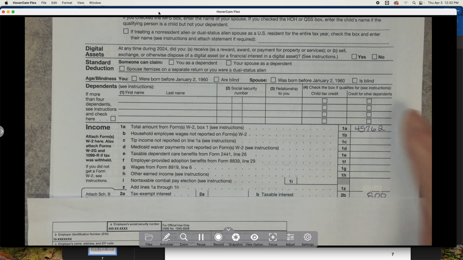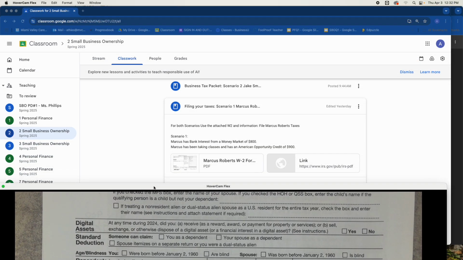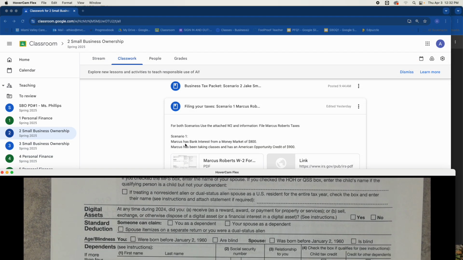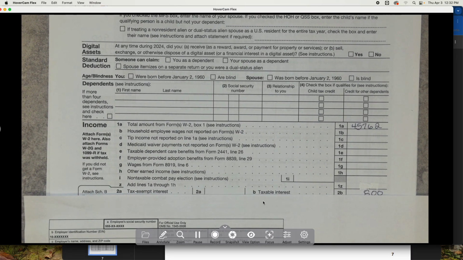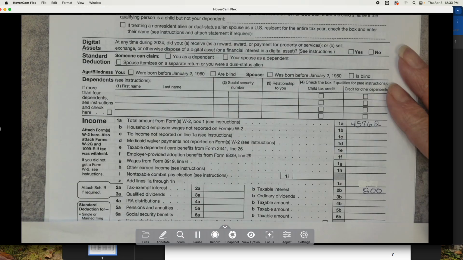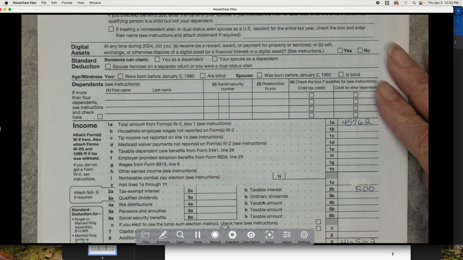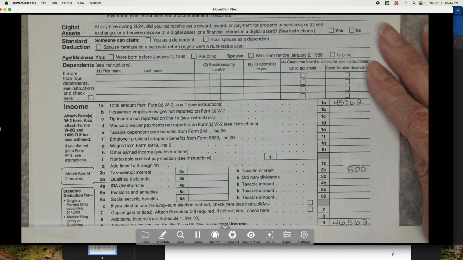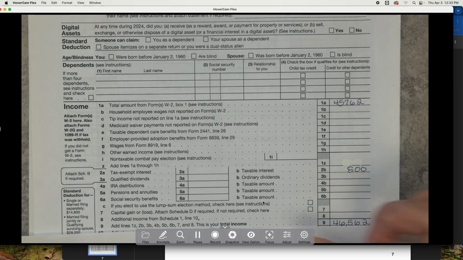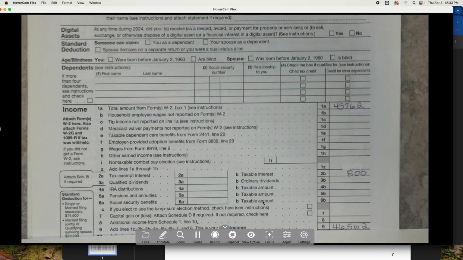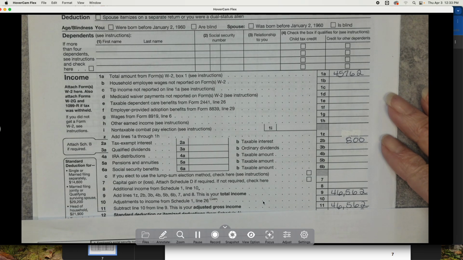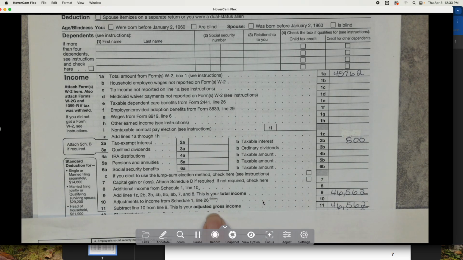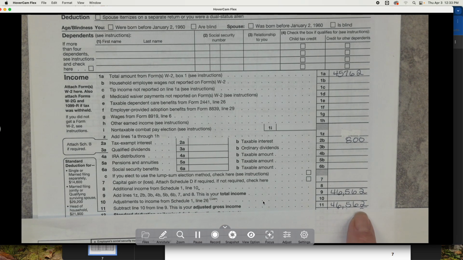He does have taxable interest. Now we know that because in the scenario I did say Marcus has bank interest from a money market of $800. The next thing that we're going to do is add those two numbers up, and you can see that that is on line 9. We have no other taxable income, so that is going to be all of our taxable income. So our adjusted gross income, or AGI, is going to be $46,562.